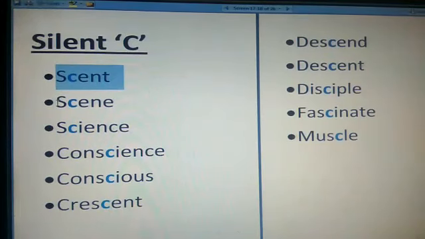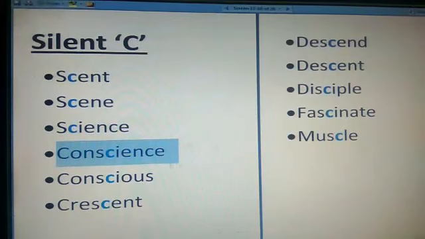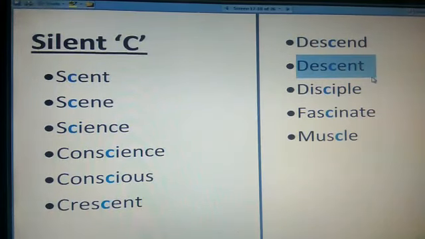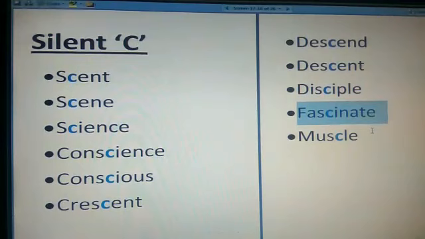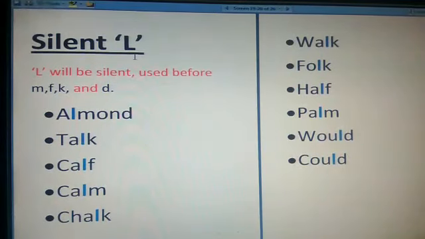Scent, scene, science, conscience, conscious, crescent, descent, decent, disciple, fascinate, muscle. Now move on to the next silent letter, that is L.